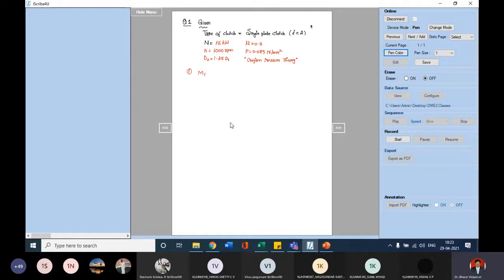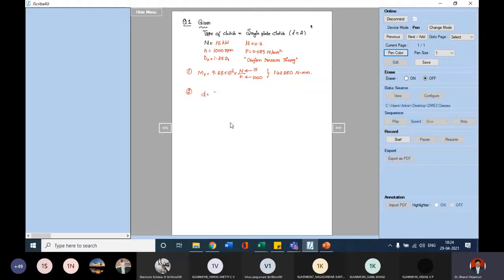go for MT. MT is equal to 9.55 into 10 power of 6 multiplied by capital N by small n. So you will be substituting the value of N, in this case 15 kilowatts, and small n as 1000. What will be the answer, guys? 143,250 Newton-mm. Great.